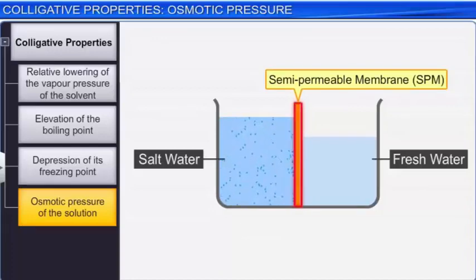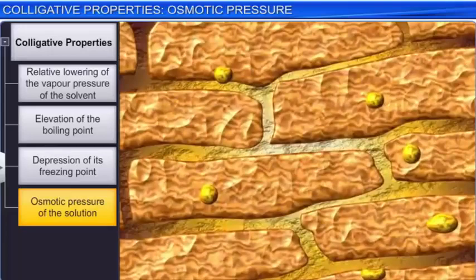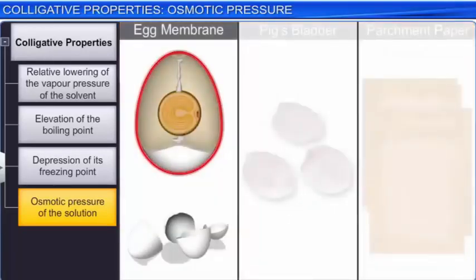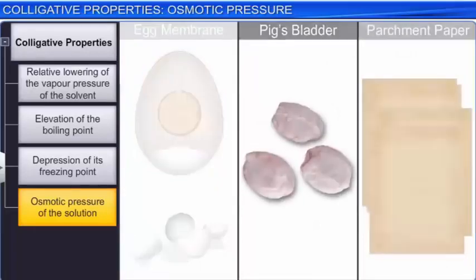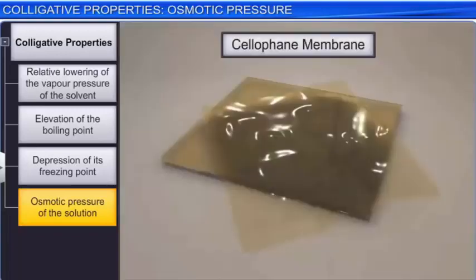These membranes can be of natural origin or synthetic origin. Vegetable membranes, which are found just under the outer skin, like in the onion, membranes found under the shell of an egg, a pig's bladder, or parchment are examples of natural membranes, while cellophane is an example of synthetic membrane.